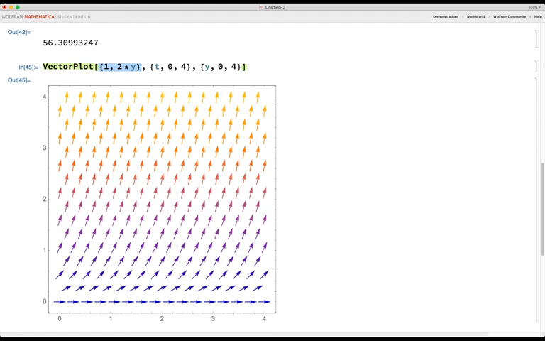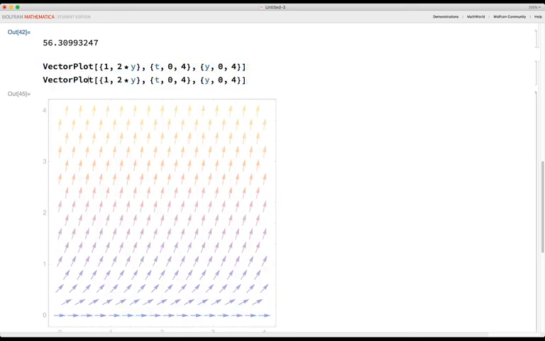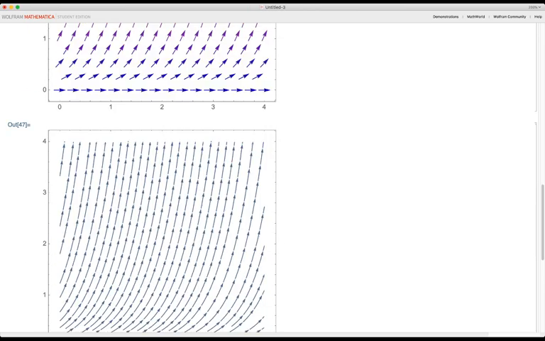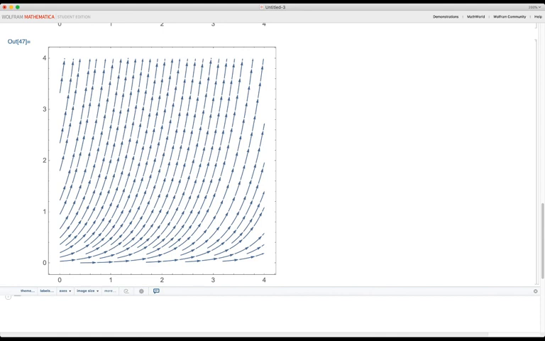Now let me make a minor tweak to the command and change this to StreamPlot. I find stream plots to be much more satisfying. And we get this. The idea here is that what we're looking at is the solution, or really all of the solutions, to the differential equation.